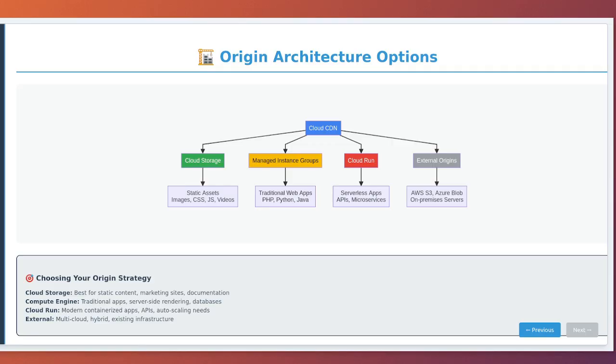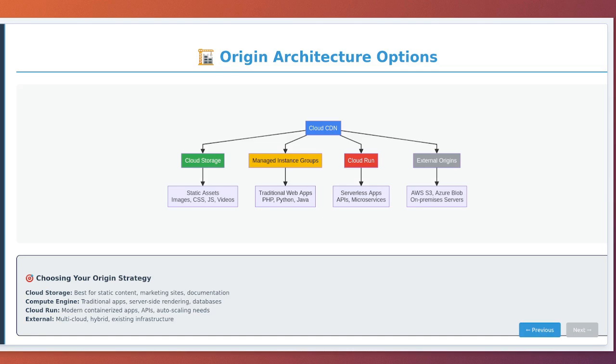Cloud Run represents the modern serverless approach, perfect for containerized APIs, microservices, or any application where you want zero server management. The combination of serverless scaling with global CDN caching is incredibly powerful.